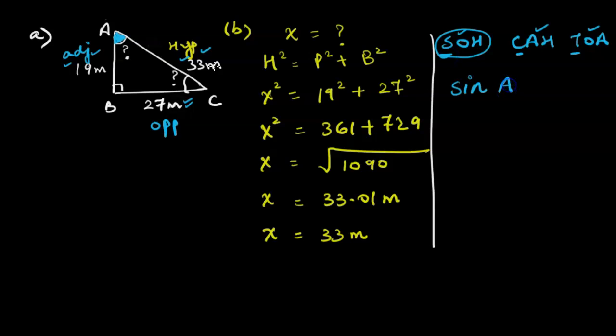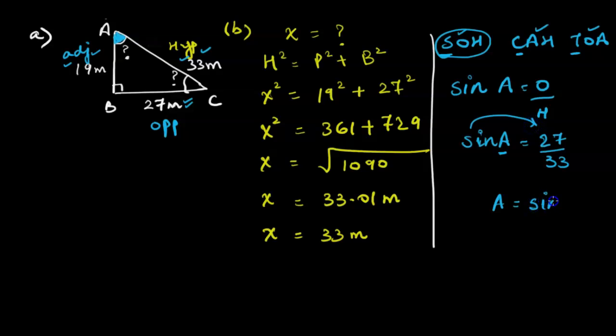We'll write down sine of angle A is equal to opposite over hypotenuse. So opposite is 27, hypotenuse is 33 that we have found out when we found out the value of x, is equal to sine A. Because we are looking to find out the angle A, we would isolate angle A and move the sine to the other side. When sine moves to the other side, it becomes sine inverse of side length 27 over 33.